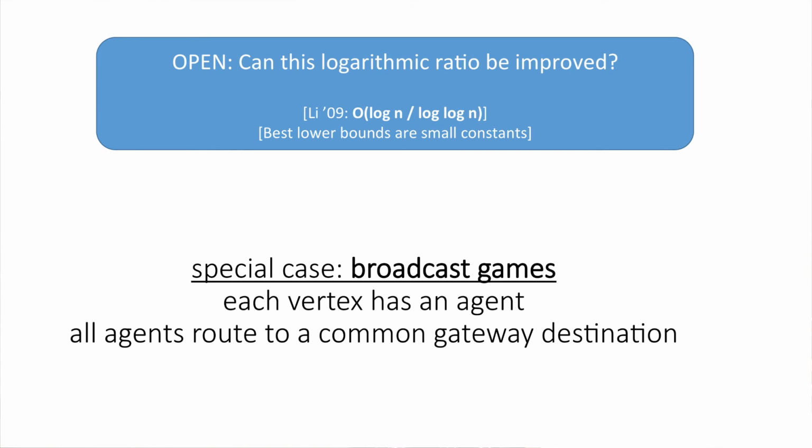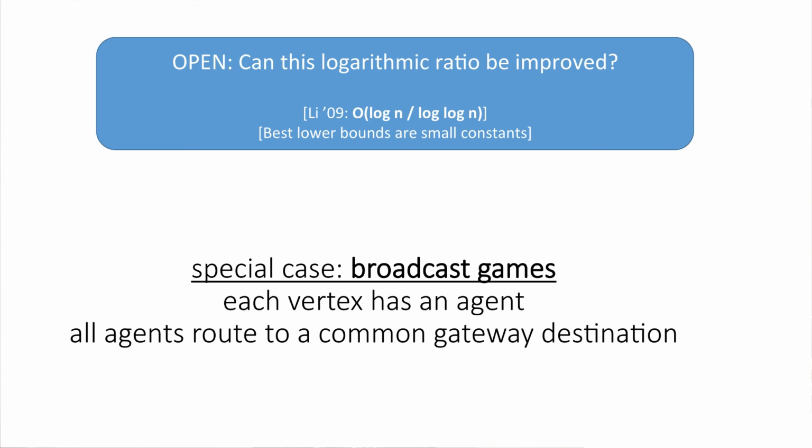So, what people have looked at are various special cases, and I want to mention one special case. One special case are what are known as broadcast games. So, what are broadcast games? There are two special properties that I assume. First, that every vertex in the graph has an agent on it. Okay? So, there are no vertices that are empty, that do not have an agent. That is the first property. And the second property is that all these agents are trying to route traffic to a single gateway destination. So, there is a single node, a gateway node, that everyone is trying to route to.